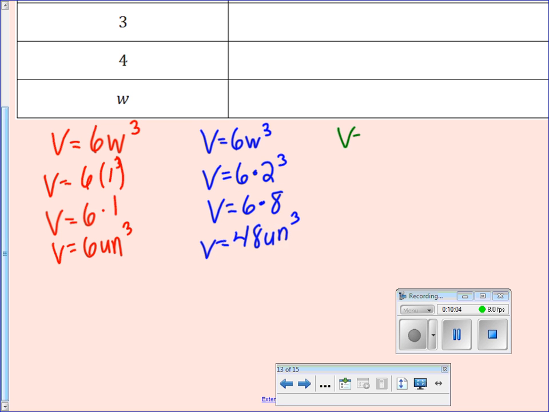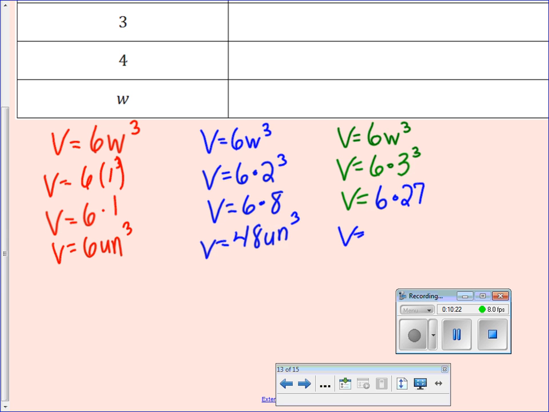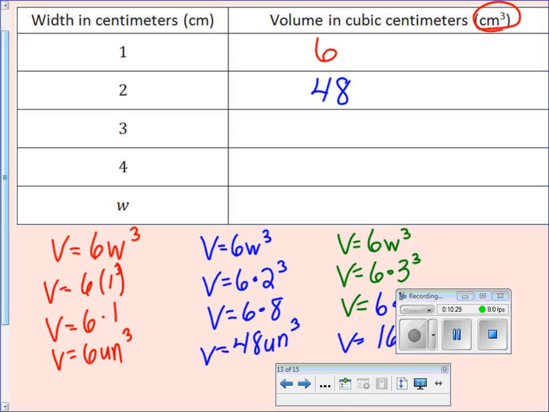Suppose our width was 3. Try to solve that one. So 6 times what's 3 cubed? And then what was your answer? Yeah, I keep writing units. Yeah, centimeters cubed. Now, there's another way we could have done this.